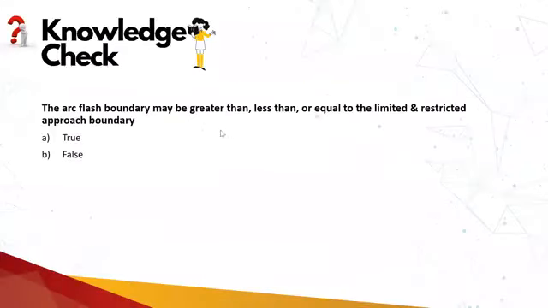So the arc flash boundary may be greater, which we normally know that it is always greater. It can be less than or it can be equal to the restricted, because those boundaries are independent of each other. The limited approach boundary and restricted approach boundary are dependent on the voltage level, while the arc flash boundary is dependent on voltage level, but it is more dependent on the amount of available fault current and the fault clearance time.